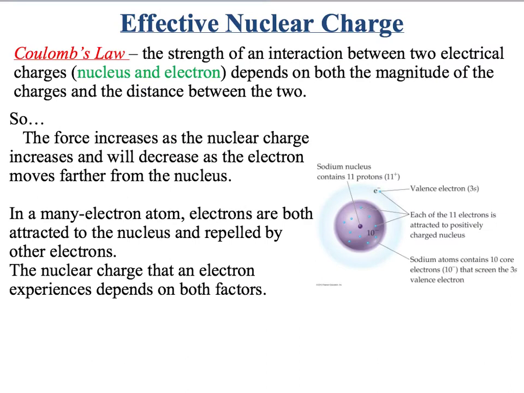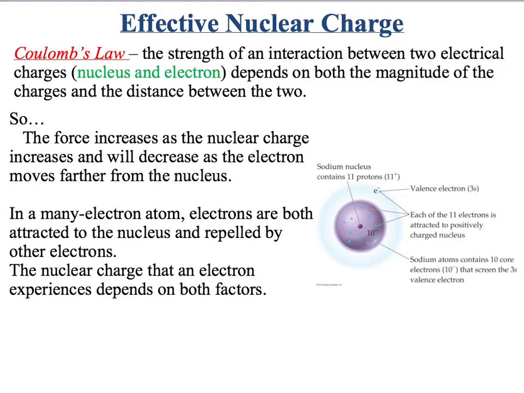Alright, so a large majority of the properties of atoms depends on electron configuration and how strongly the outer electrons are attracted to the nucleus. So really to understand effective nuclear charge, we need to understand what's called Coulomb's Law. And it describes the strength of an interaction between two electrical charges. And these are usually the nucleus and the electrons. Electrons are negatively charged and the nucleus has protons and neutrons. Well, the protons have this positive charge.